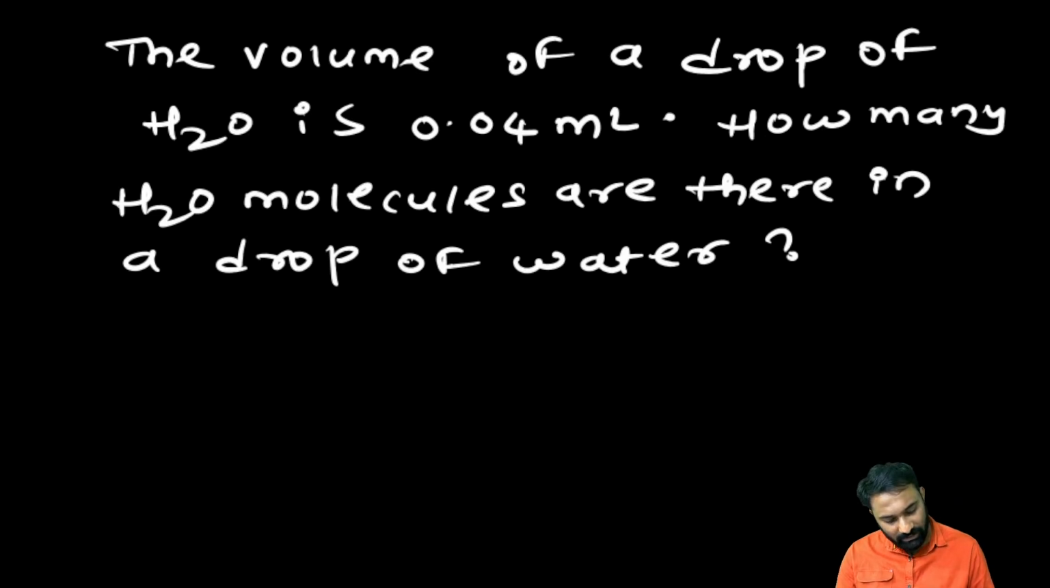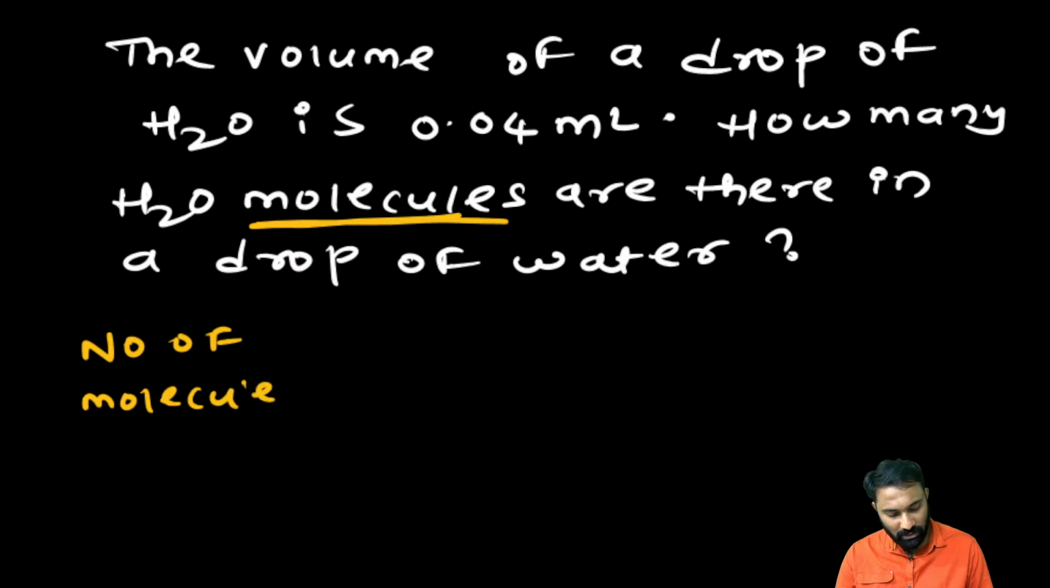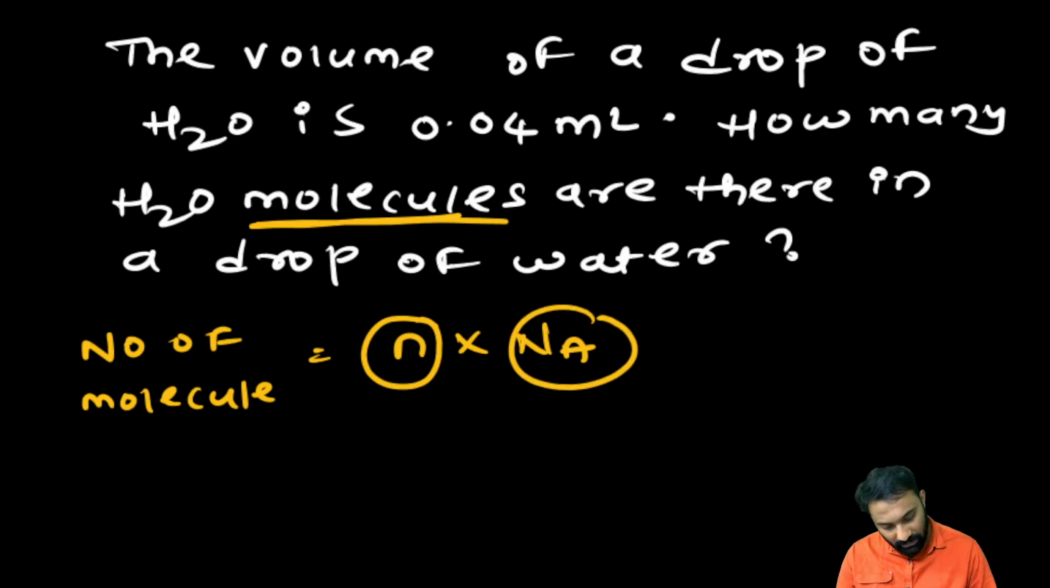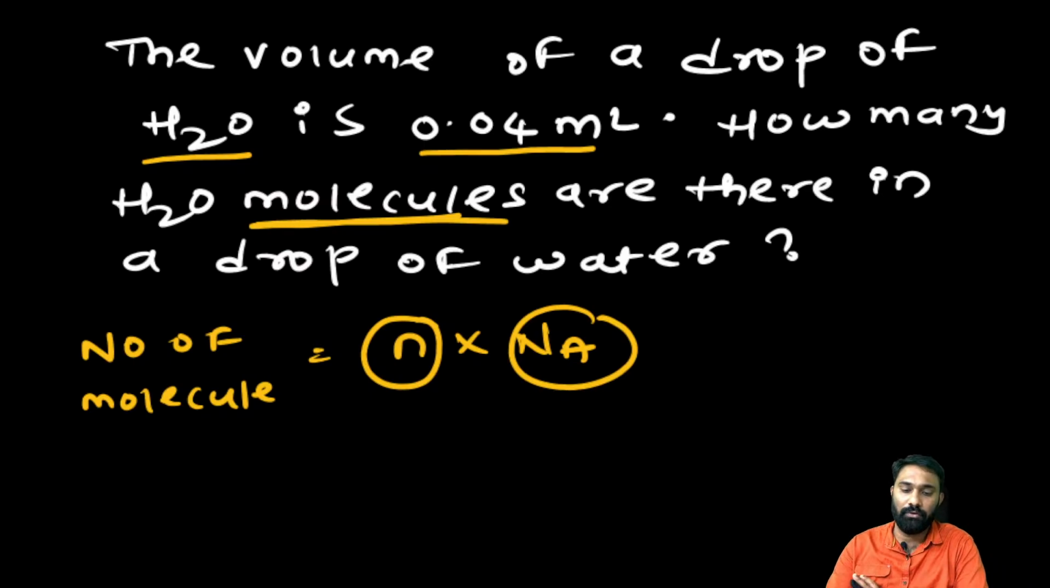Now you tell me the answer. He is asking how many molecules are there in 1 drop of H2O. Molecules are being asked. Number of molecules formula is equal to number of moles into Avogadro number. So from this, you have to find the number of moles, then multiply with Avogadro number to get the answer. But here they have given only 0.04 ml of H2O. Now how much is the weight? If you get the weight, you will get the answer.